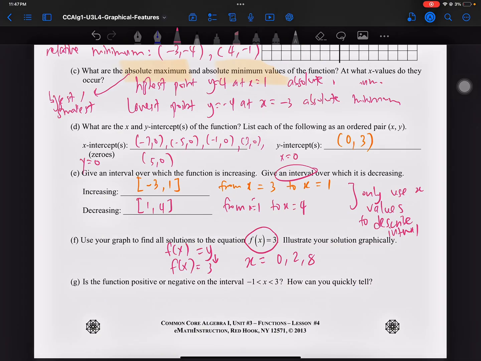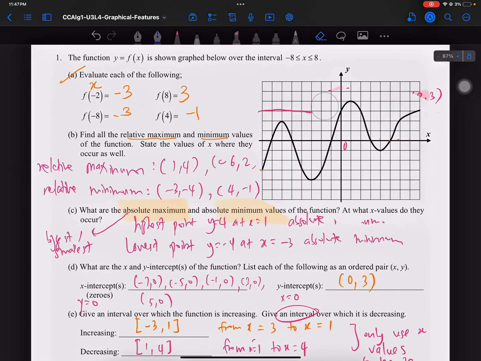And then G, is the function positive or negative on the interval from here, -1 < x < 3? So where is x = -1 to 3 on the graph? Now we are not finding a specific number, we are describing whether the function's y values are above or below the x-axis. -1 < x < 3 means we are looking only between those two x values, -1 and 3, not including -1 and 3 themselves. So -1 is here, 3 is here.